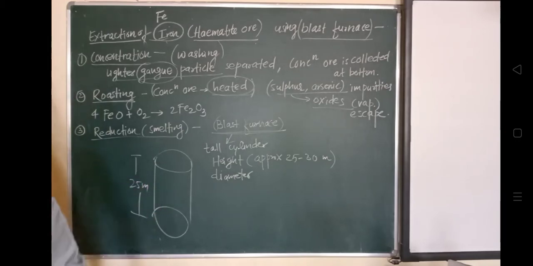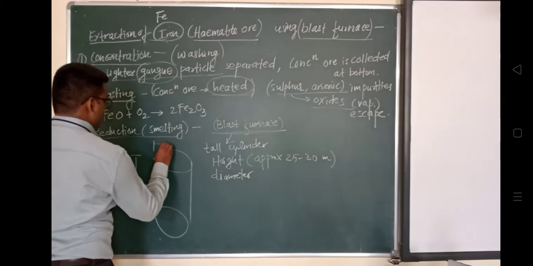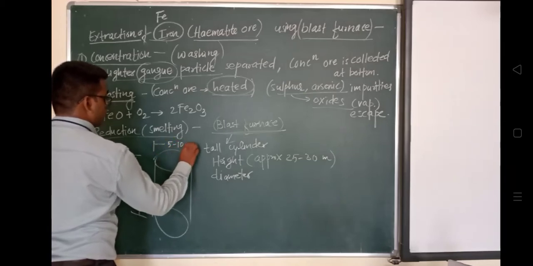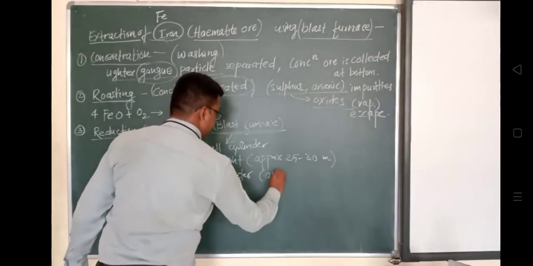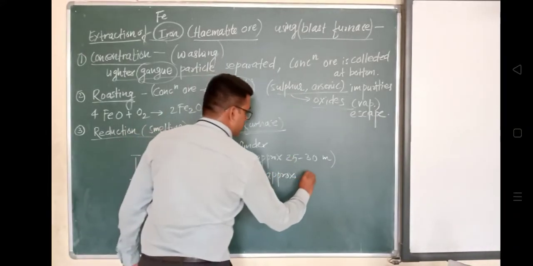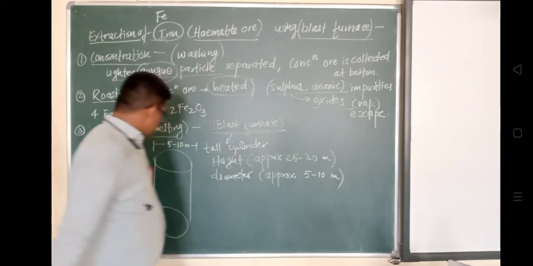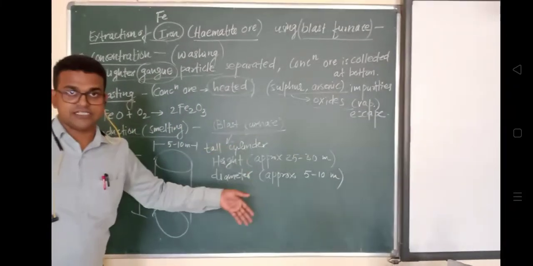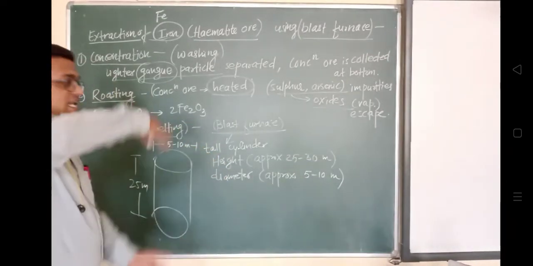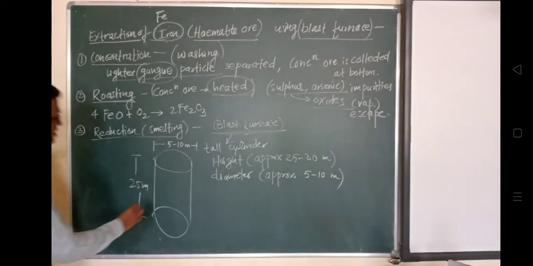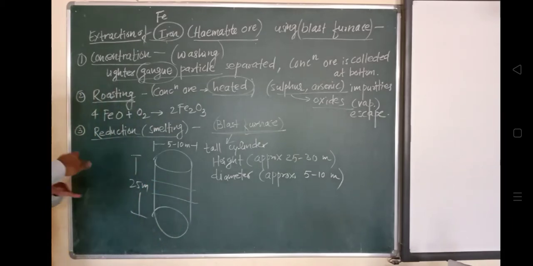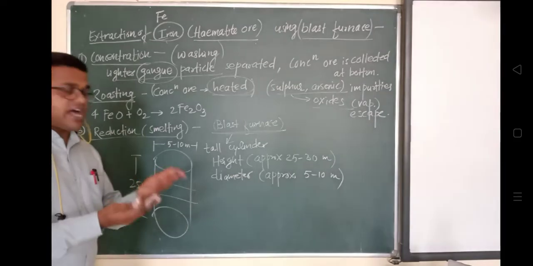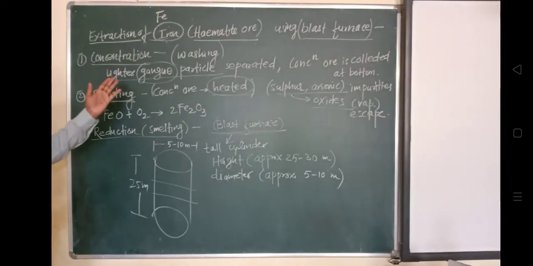Its diameter will vary from approximately 5 to 10 meters. So this is the specification of the blast furnace. It is a tall cylinder-like structure. Different sections have different regions, and as the temperature varies in those regions, we extract what we want, whatever metal we want to extract. The furnace works on the counter current principle.